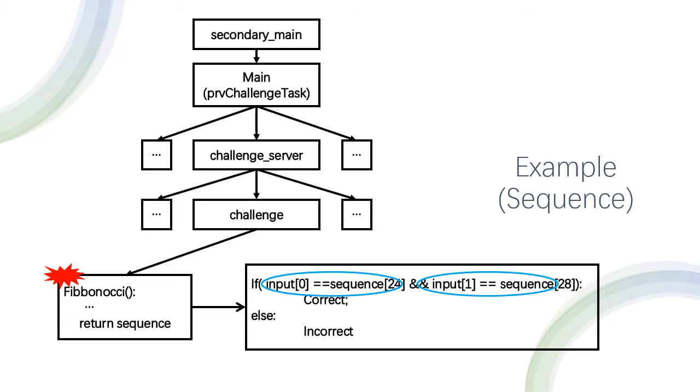The diagram shown in this slide is the structure we inferred from the decompiler. The main challenge is in the challenge function. The kernel function for the decryption is the Fibonacci function, which generates an organized sequence. Then, there is a judge statement. If the first input word is equal to sequence 24, while the second input word is equal to sequence 28, we will get the information correct as the output of the board. Otherwise, the C5 board will tell us incorrect.